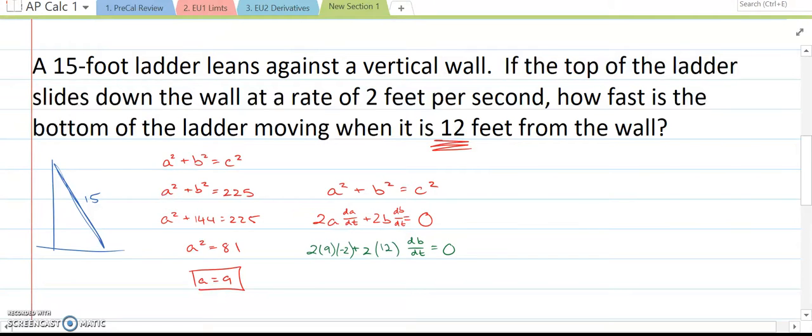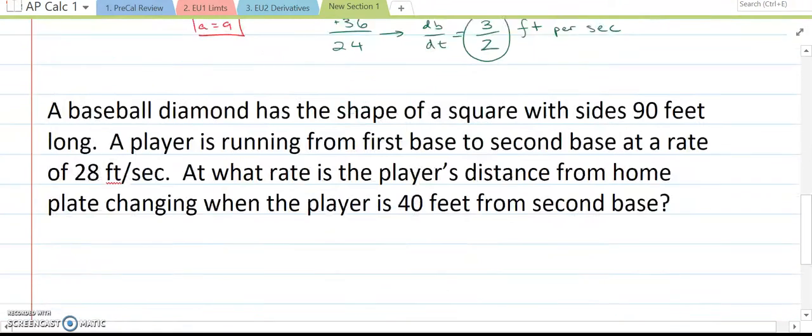Easy enough to solve. All I need to do to solve this one is get the dB dt all by itself. That is going to be a -36, or excuse me, a positive 36 over 24, which is going to reduce down such that dB dt equals 3/2 feet per second. Might as well go to the number 3.